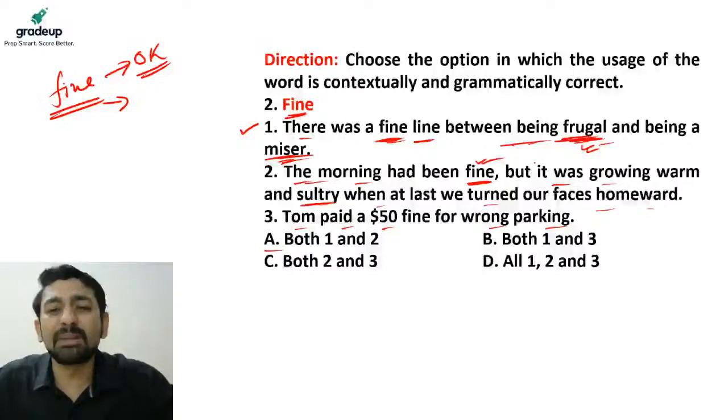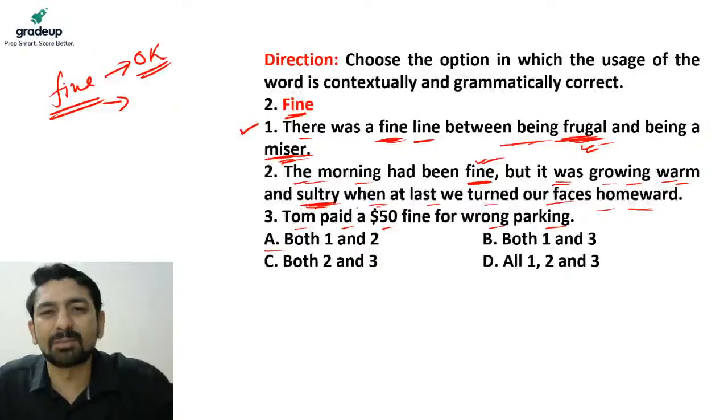The morning had been pleasant, but it was growing warm and sultry. It was going warm and sultry, which means it was gradually getting hotter and sultry. Sultry means humid. You know what humidity is, right? Was getting warm and sultry when at last we turned our faces homeward, which means when we started going towards home, it started growing warm and sultry.